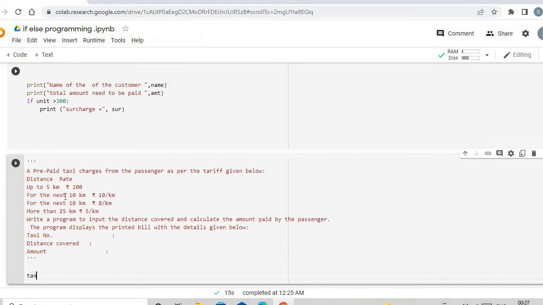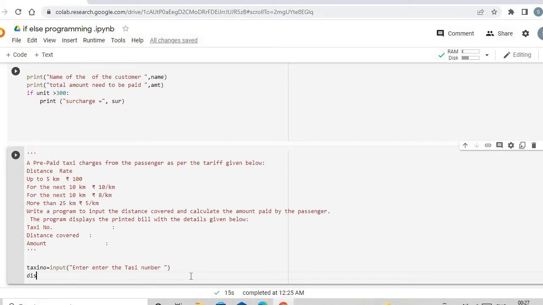So first is taxi number. Taxi number equal to, I can write whatever I want, input. Because taxi number is an alphanumeric character, we have to use string variables to store alphabets. So I'm not using int. Instead of using int, I'm directly writing input into the taxi number.